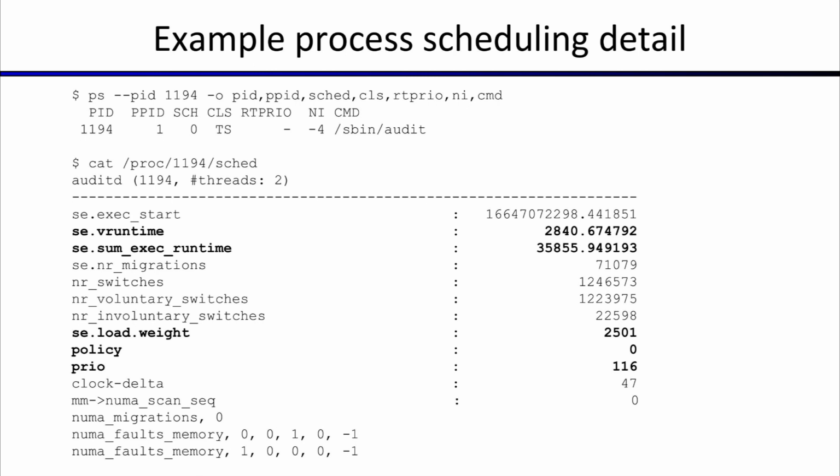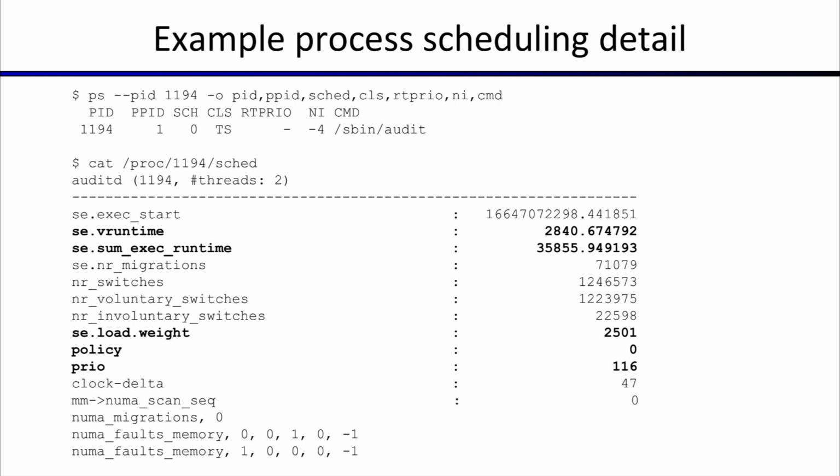We can see that se.vruntime, that is the scheduling entity.vruntime. We talked about it, and you can see the value here. You can see the sum exec runtime. That is the total runtime in nanoseconds that this process actually ran. And then let's go down a little first to look at the load weight. And you can see that the load weight on it is 2501. Now 2501 is based on the derivation that this has a nice value of -4. So when you look at the table, we have -4 should translate into this load weight of 2501.